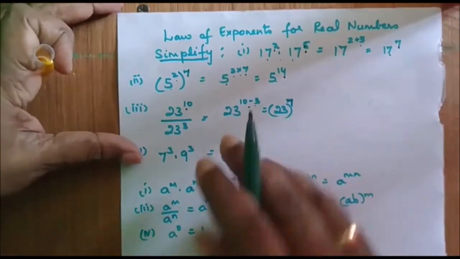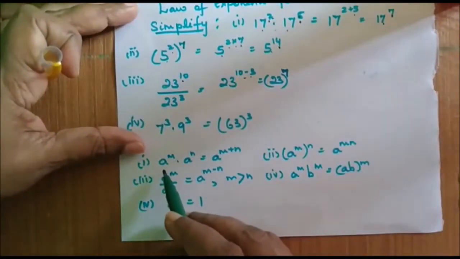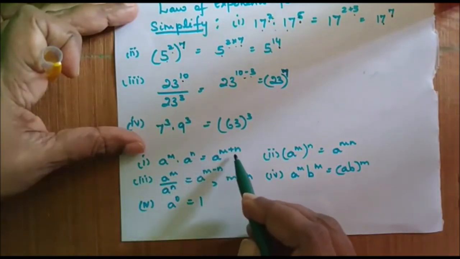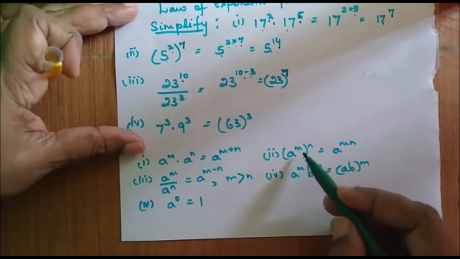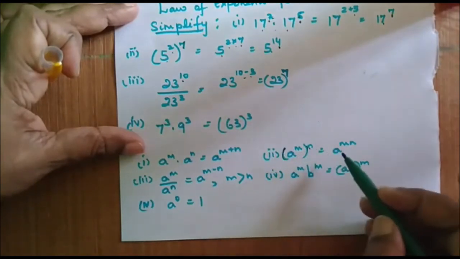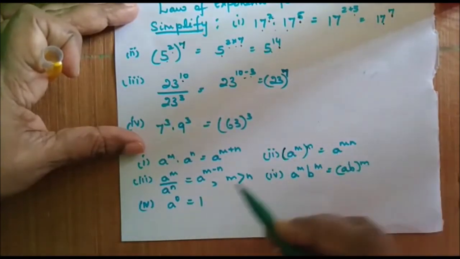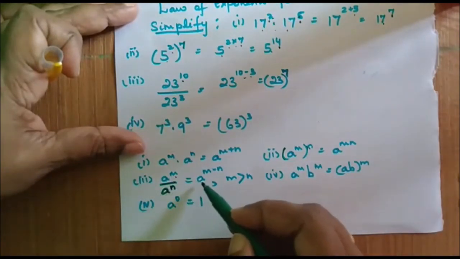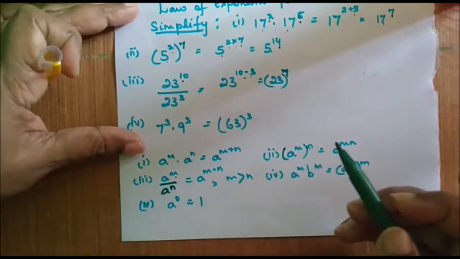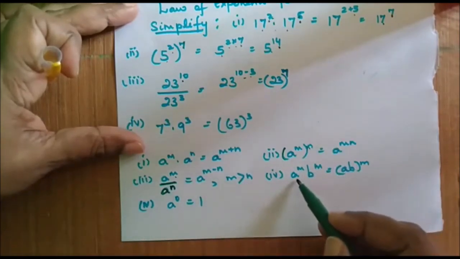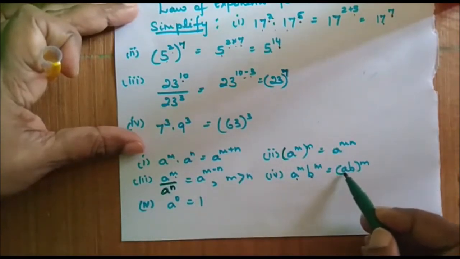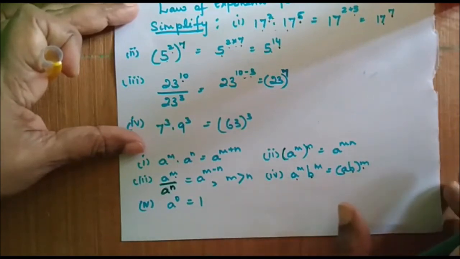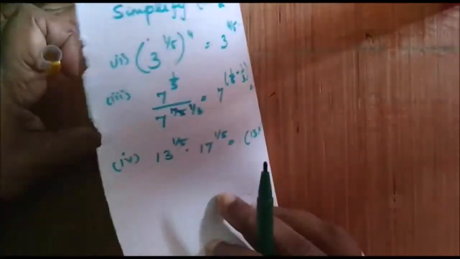So these are the laws of the exponents. What is it? a power m into a power n is equal to a power m plus n. a power m, the whole power n, is a power mn. And a power m divided by a power n is a to the power m minus n. Similarly, a power m into b power m is ab to the power m, and a power 0 is equal to 1. I hope you understood it.